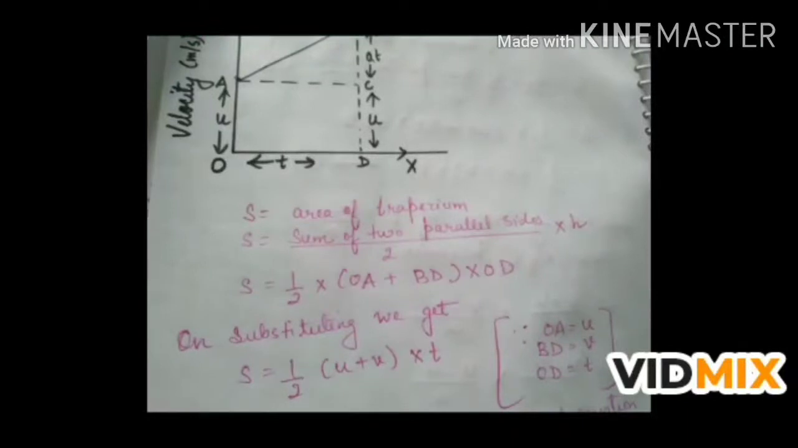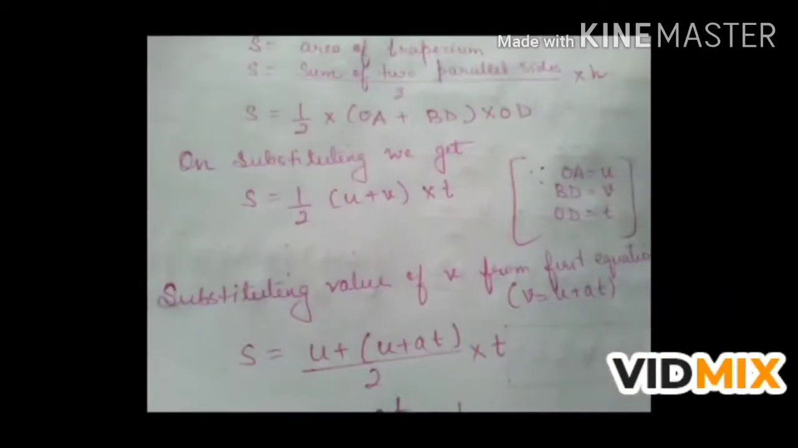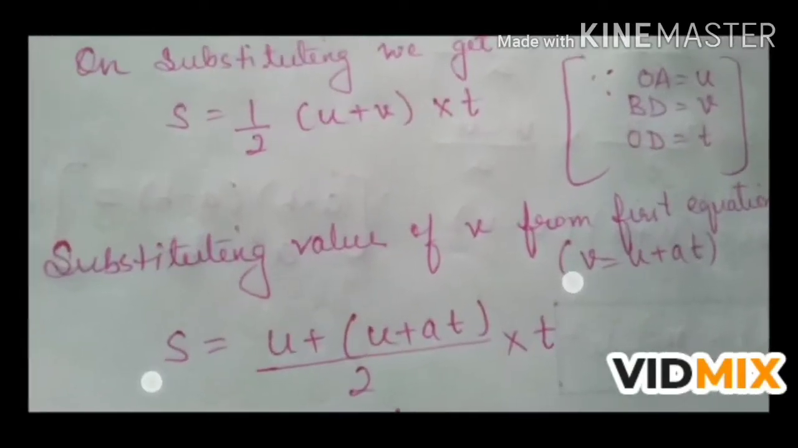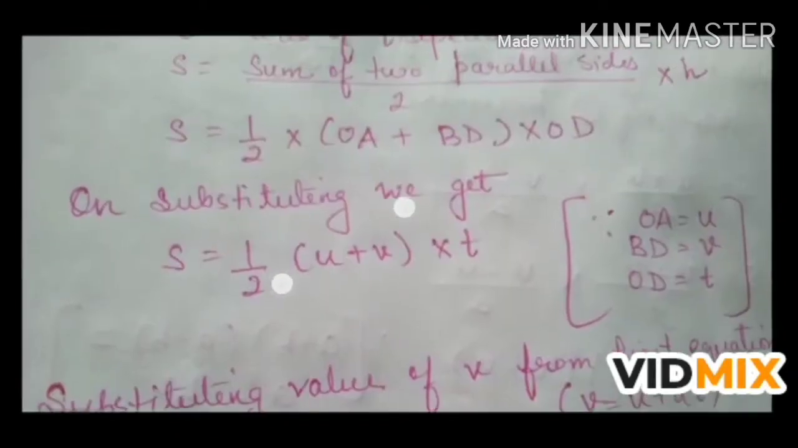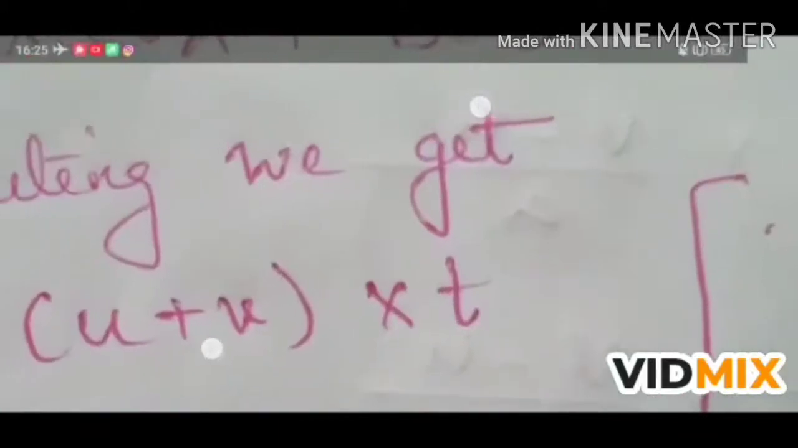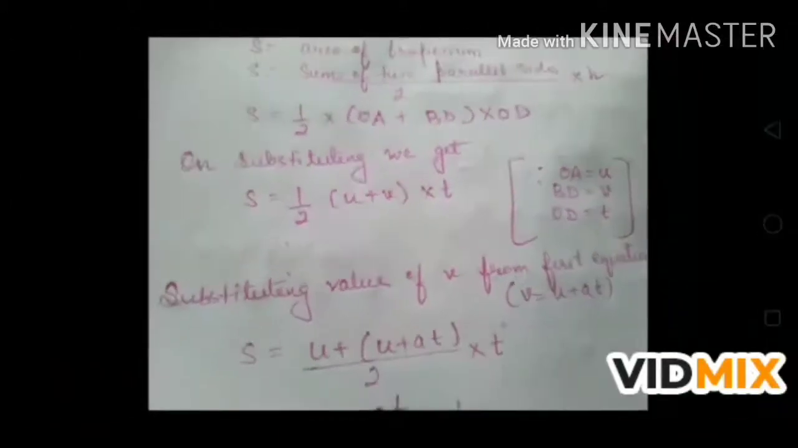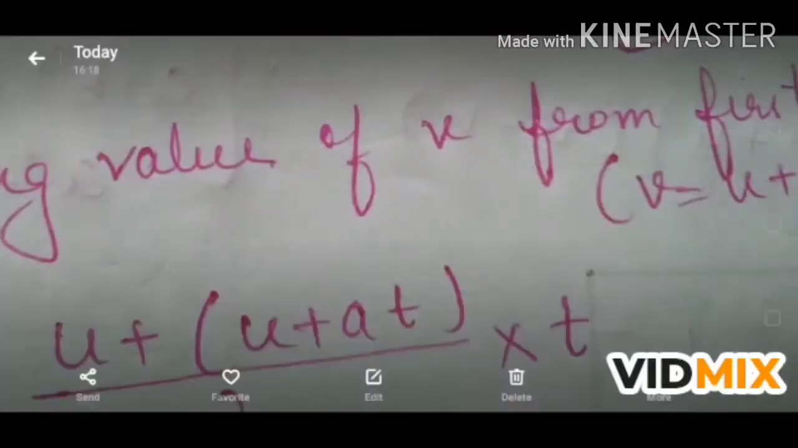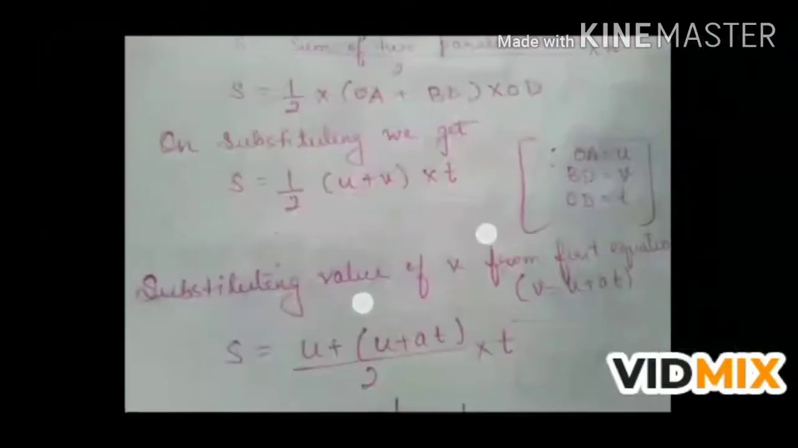We will substitute, then we get S equals, in the place of OA we write U, in the place of BD we write V, and in the place of OD we write T. Now, substituting the value of V from the first equation of motion, which we derived earlier, V equals U plus AT: S equals U remains the same, in the place of V we write U plus AT, upon 2 into T, which remains the same.